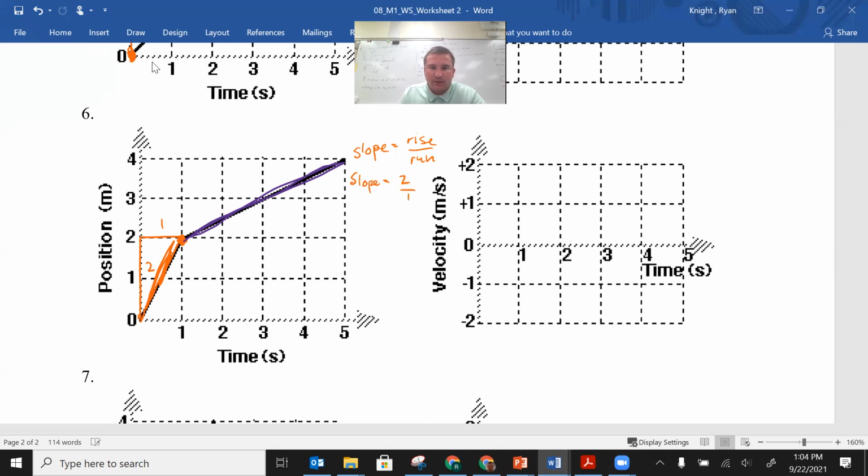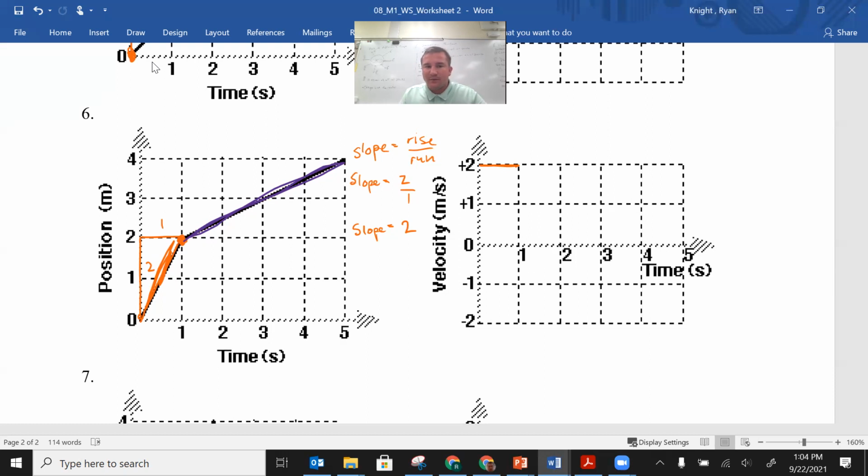Over run was 1. We get 2 over 1. 2 divided by 1 is 2. So our slope from 0 seconds to 1 second, right? This only happens in this first little bit. The slope is 2. So I'm going to come over here and draw in my line at 2. Right? Flat line at 2. The velocity is 2 for that first second.